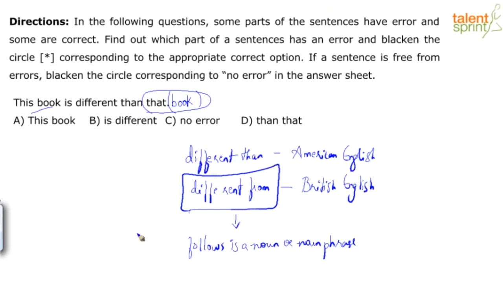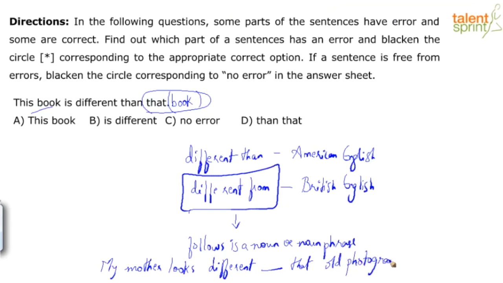Are you following? So let me give you an example quickly. If I say my mother looks different dash that old photograph of her. So the sentence is followed by a noun phrase. Then I use from. Right? When do I use different than?